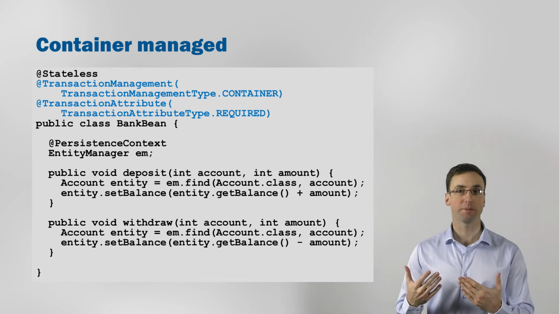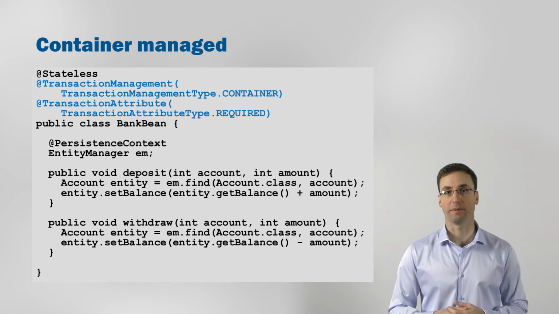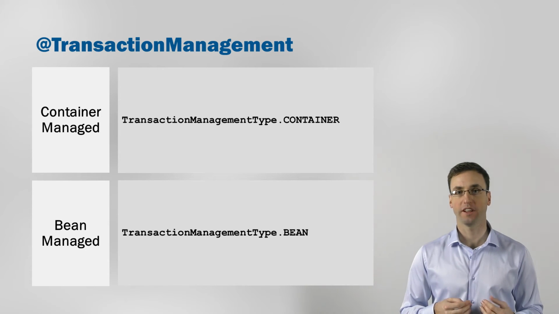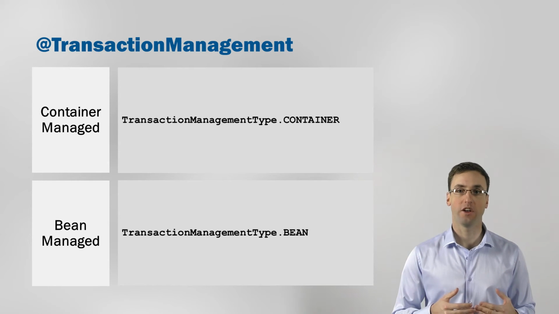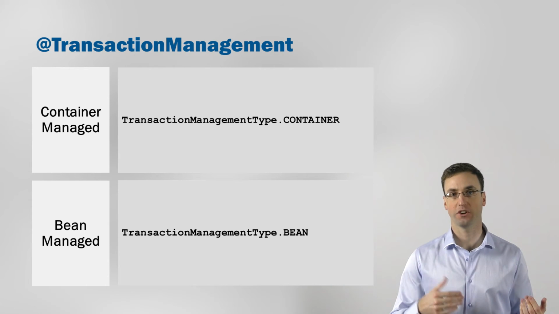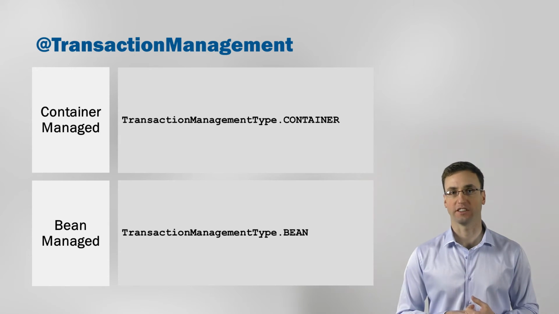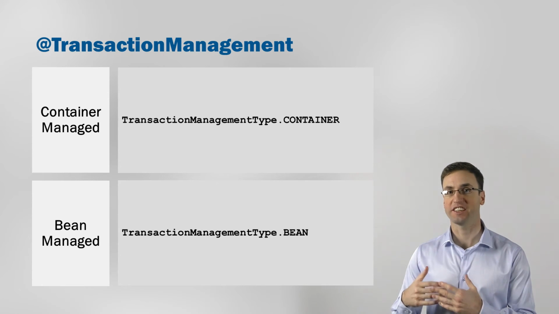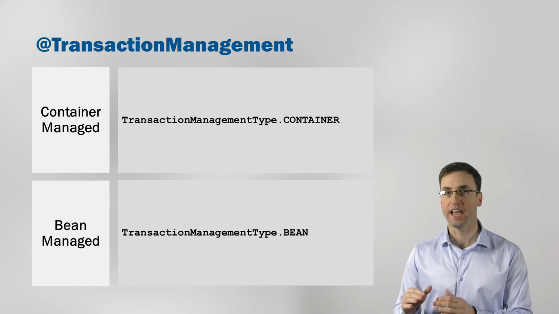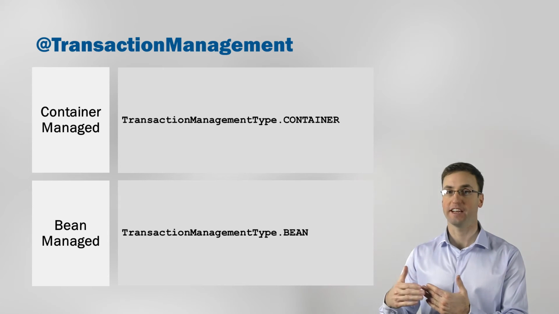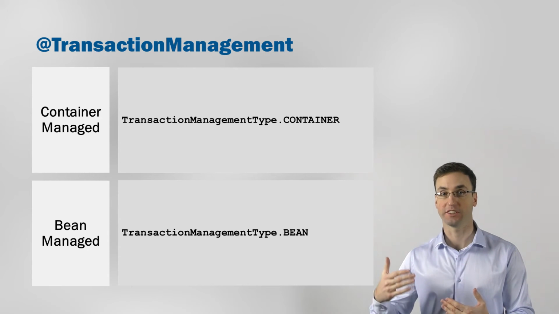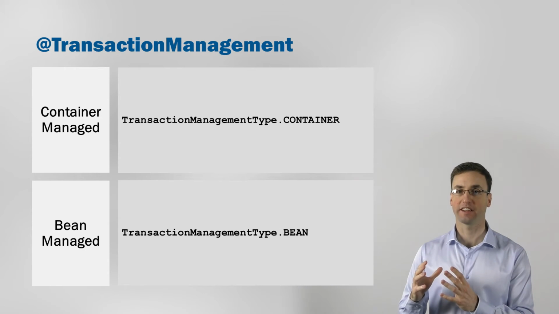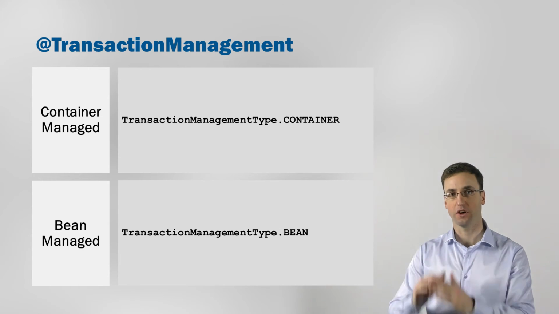But if you change the parameters, you can configure the transaction behavior. That first annotation, transaction management, tells the container whether to use container managed transactions or bean managed transactions. If you use bean managed transactions, then transactions aren't automatically created for you, and you need to use the user transaction interface to begin, commit, and roll back transactions manually. You can only use this annotation at the top of the class file, and the annotation applies to the whole class.